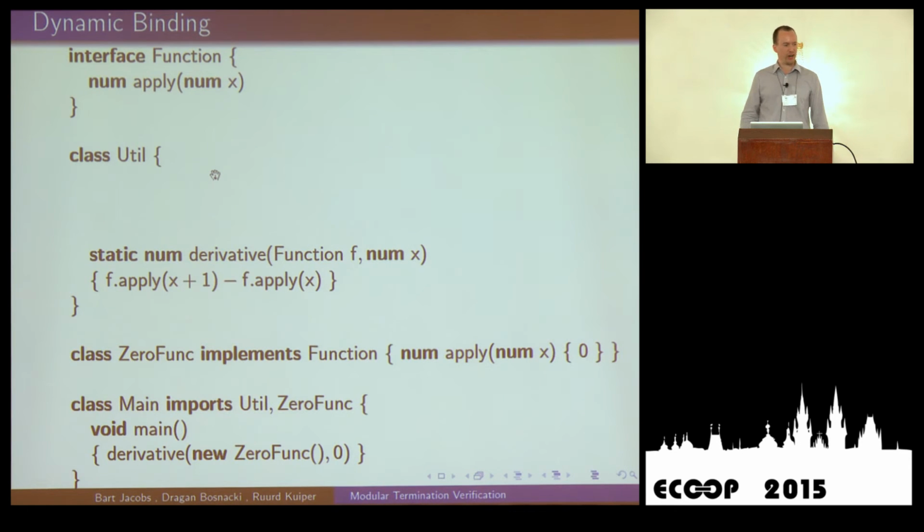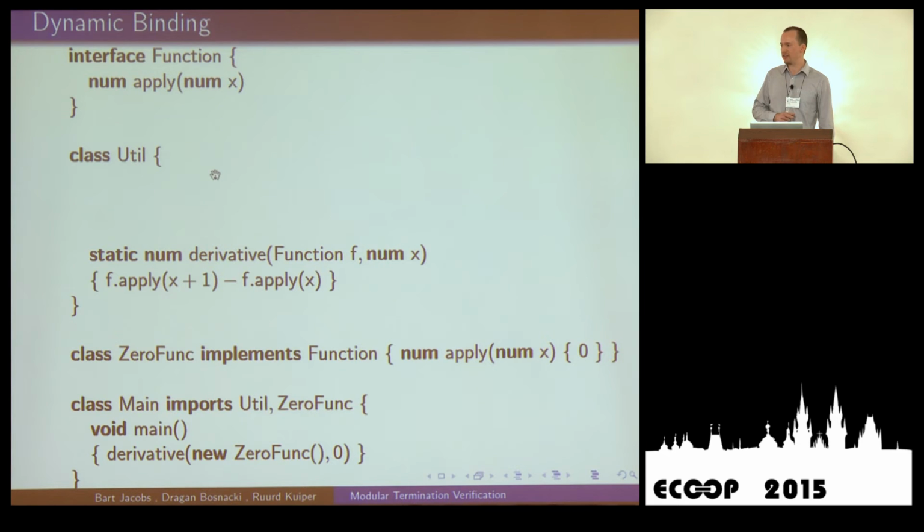So we have an interface Function with an apply method that takes a number and returns a number. And then we have a static method derivative that takes a function f and computes an approximation of its derivative at point x. To do so, it calls f.apply. And then we have an implementation of this function called ZeroFunc, which is the constant function zero. And then we have a main class and method that calls derivative of ZeroFunc at zero.